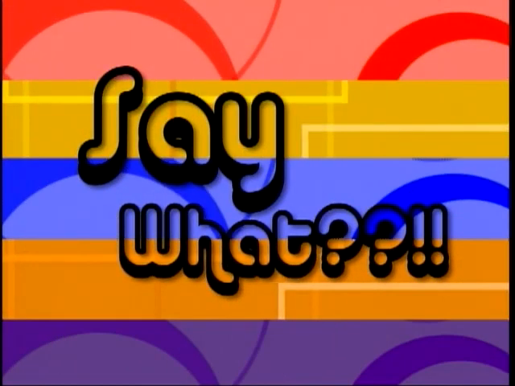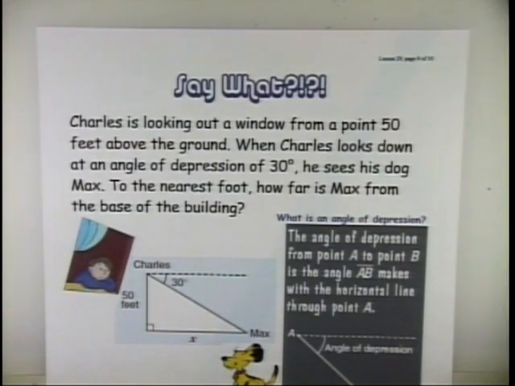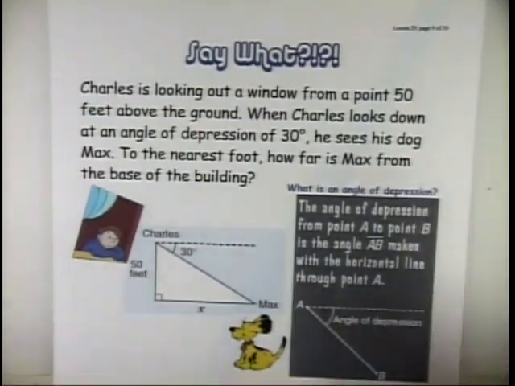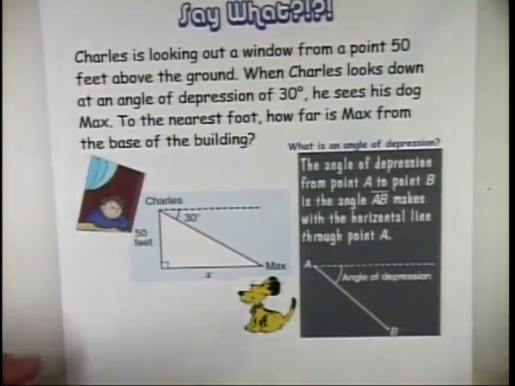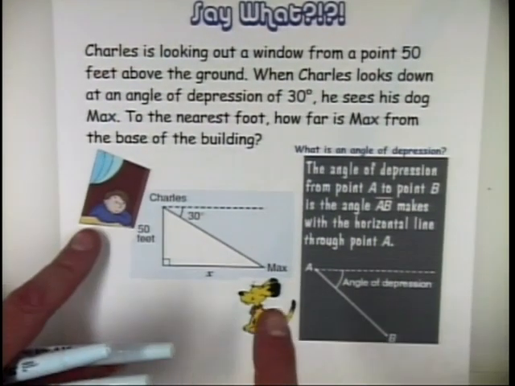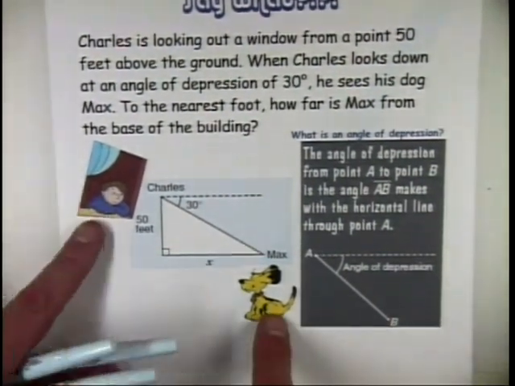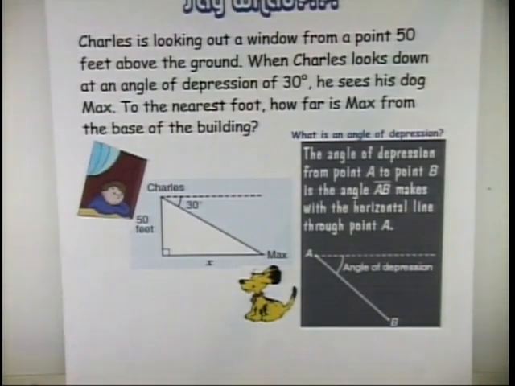All right, it's time for the Say What? And we have a nice little application of the 30, 60, 90 triangles today. Kind of cute if you want to go that route. We got this guy Charles. He's up in his room, and he's looking down out of his window, and he sees his dog Max. His dog Max is looking right back at him.